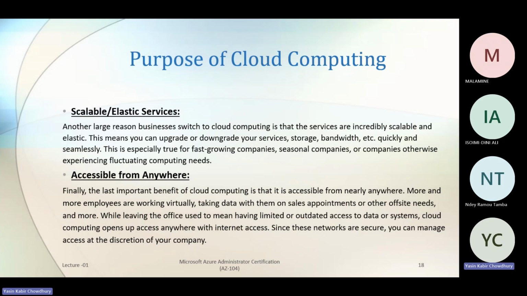Okay, this is elastic. Suppose at night your traffic is less. Then at night your bill will be less. When there is more data, more traffic, it will automatically increase the bandwidth. When there is less traffic, it will automatically reduce the bandwidth. So they will charge accordingly. It is called elastic.